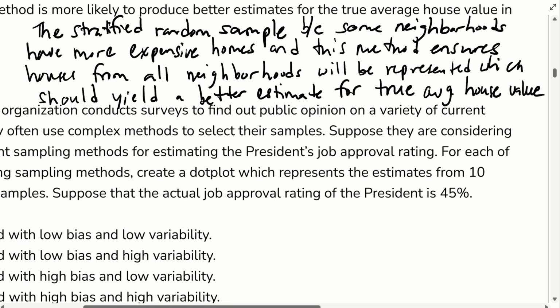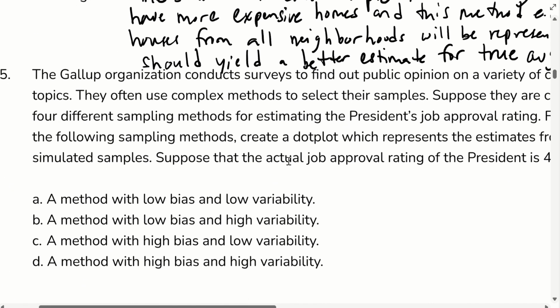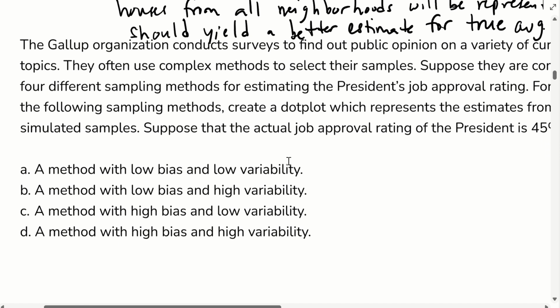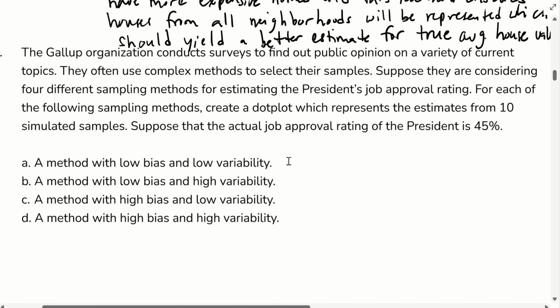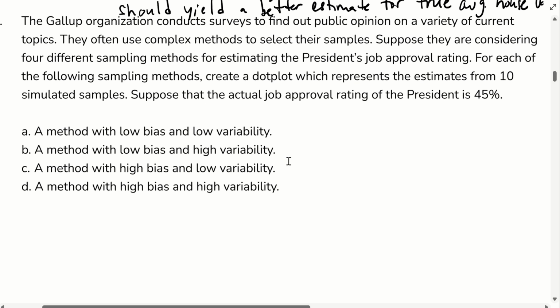Okay, so let's look at the next one. The Gallup organization conducts surveys to find out public opinion on a variety of current topics. They often use complex methods to select their samples. Suppose they're considering 4 different sampling methods for estimating the president's job approval rating. For each of the following sampling methods, create a dot plot which represents the estimates from 10 simulated samples. Suppose that the actual job approval rating is 45%. Okay, so this is a good problem for bias and variability.